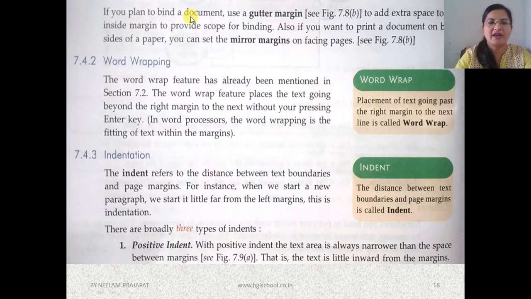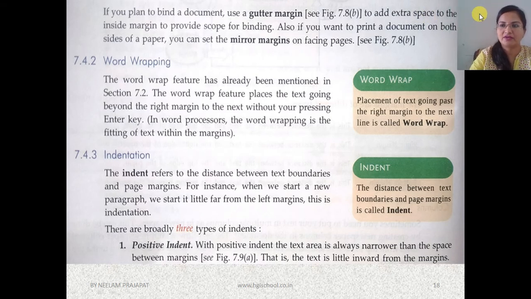So if you plan to bind a document, use a gutter margin to add extra space to the inside margin to provide scope for binding. Got it? I told you in the notebook we need a margin so that we can bind up to that margin, and then after that we need a gutter margin also, because when we write the content we will be having a specific margin in the page, that we all know.